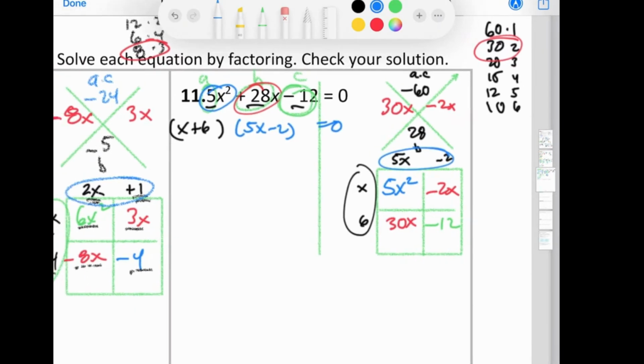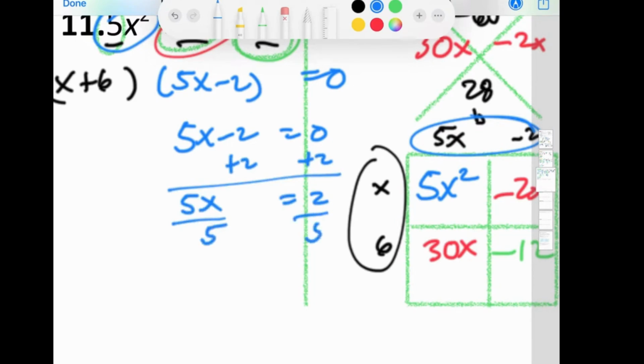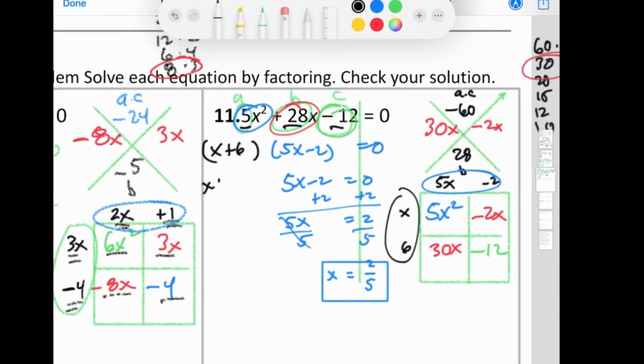Let's go ahead and solve that. Remember, PEMDAS backwards to solve. X equals 2 over 5. Whoop, whoop. Alright, x plus 6 equals 0. Subtract 6, you get x equals -6.